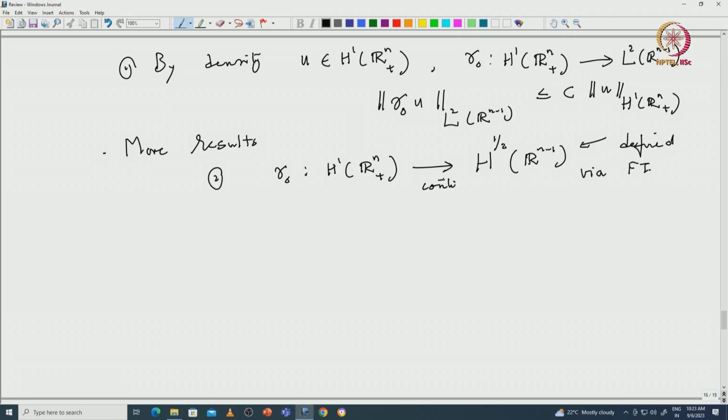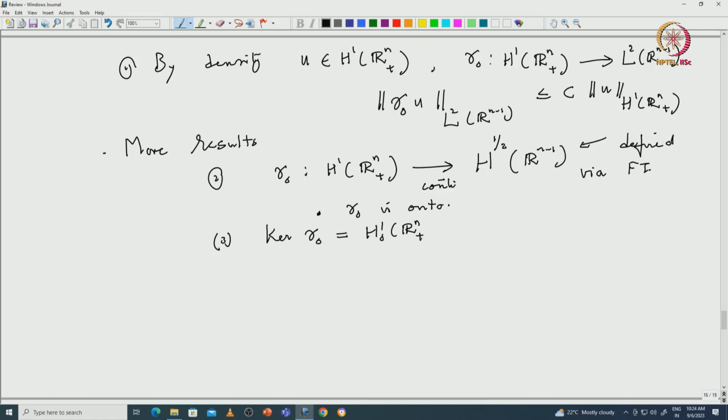And more than that, you can actually prove gamma naught is onto. That is very important, again, for proving the boundary value problem, because every function f given in H half is what your boundary value problem will be dealing with. So, that can be extended to get a function here. And the third part is more interesting: what is the kernel of gamma naught? The kernel of gamma naught is nothing but H1 naught of R n plus.